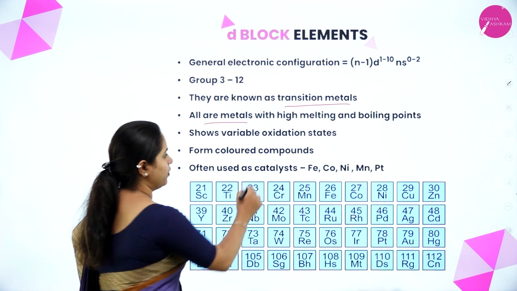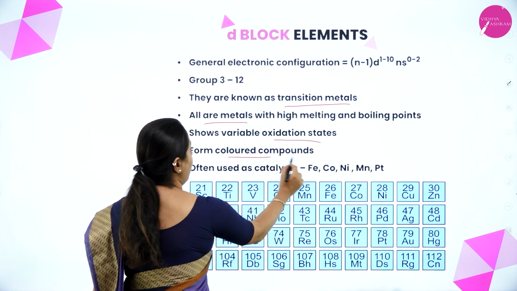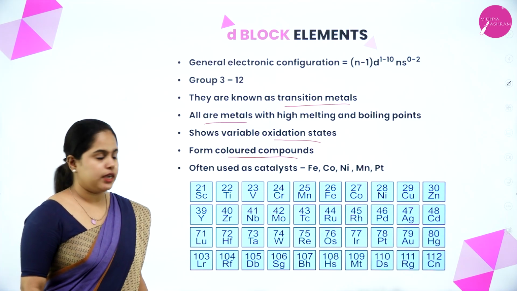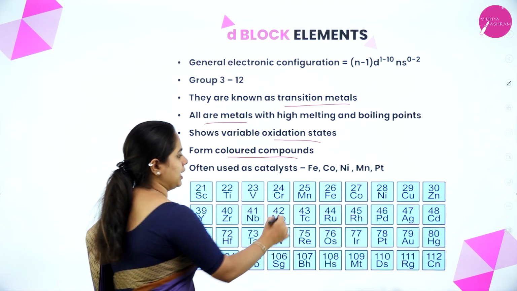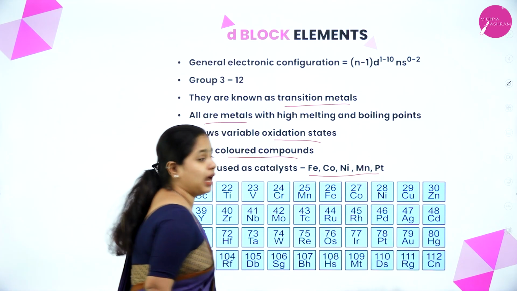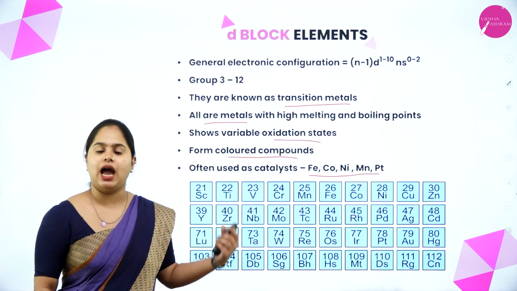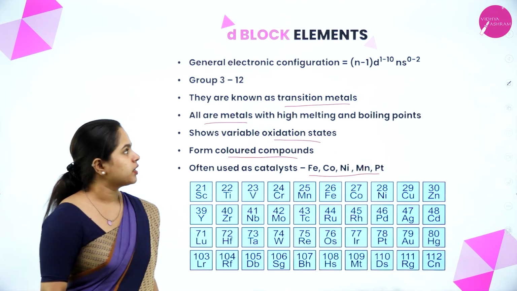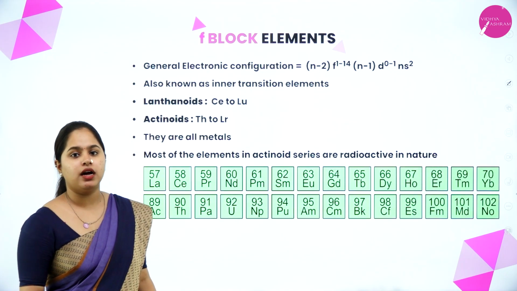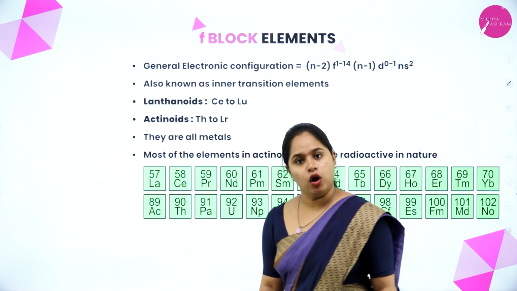Now they also show variable oxidation states and form colored compounds. Yes, and are often used as catalysts. Iron, cobalt, nickel, manganese, platinum. Yes, they are used in various reactions as catalysts. Clear? Now moving on to the last set, that is F block elements.